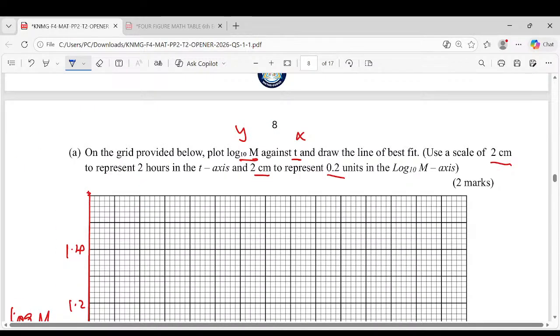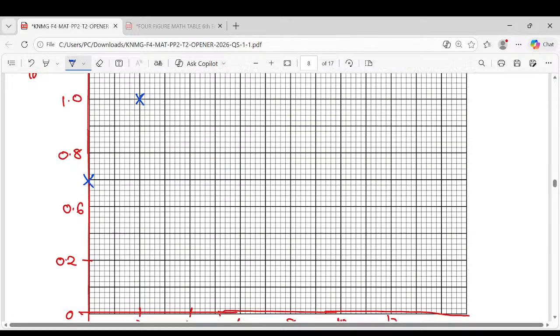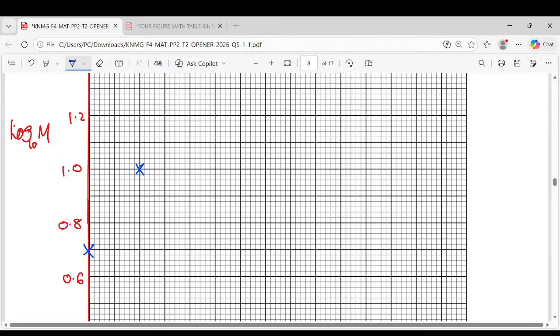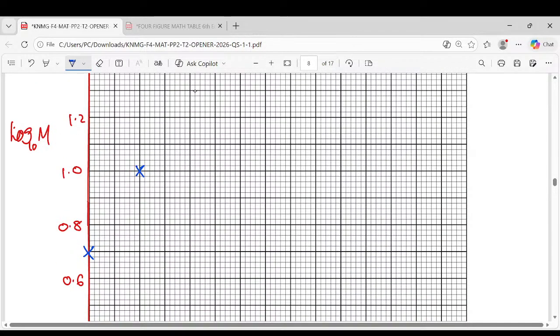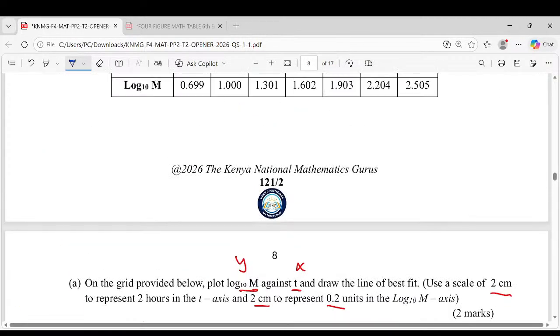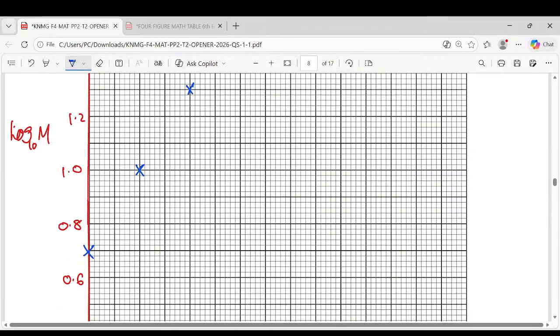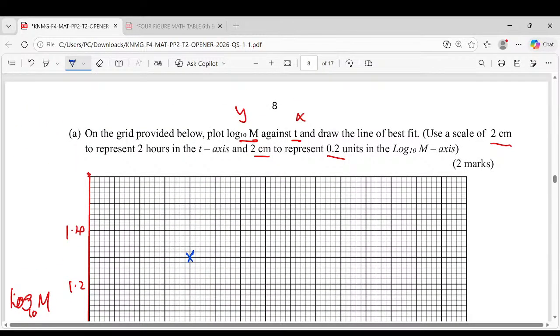Then, 4 is at 1.3. 4 is at 1.3 here. 4 is at 1.3. 6 is at 1.6. Oh my gosh, do I have one? Goes up to 1.6.